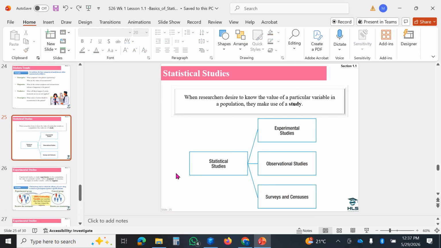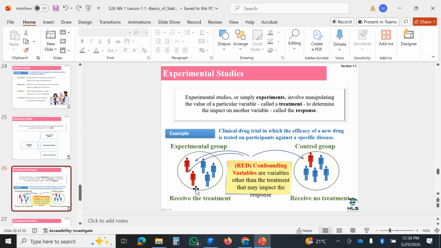So when researchers desire to know the value of a particular variable in a population, they make use of a study. There are statistical studies, and we break these up into experimental, observational, surveys, and censuses. Experimental studies, or simply experiments, involve manipulating the value of a particular variable, and this is called a treatment, right?